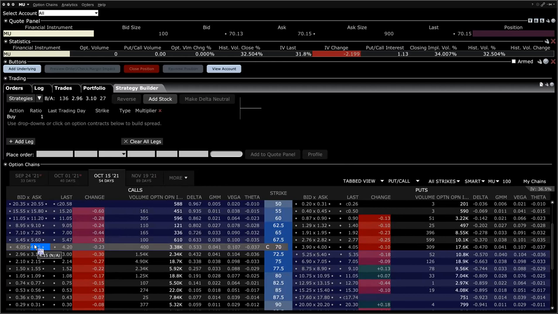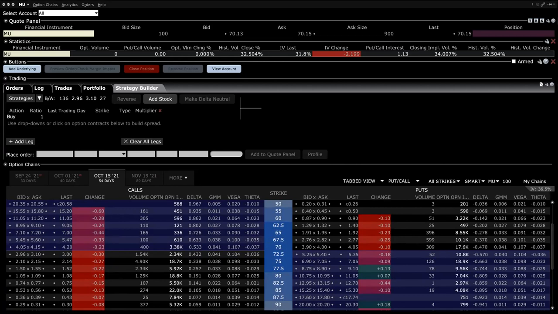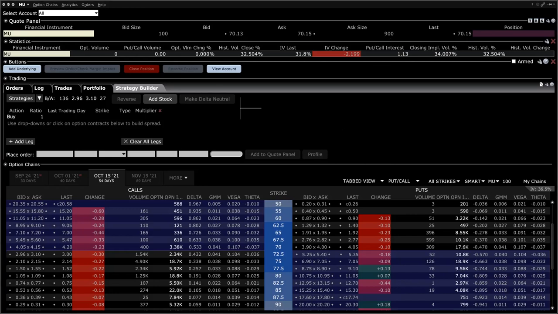$2.50, I believe, if I'm not mistaken, right? Let me show the math on that to make sure that's correct. So 15, just one sec, here we go. Yeah, so $2.66, right, per contract. So your break even at that point would be $72.66, which is not too bad at all.